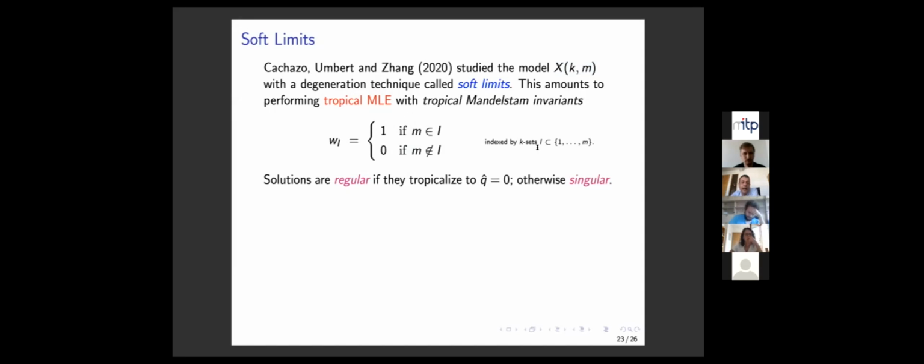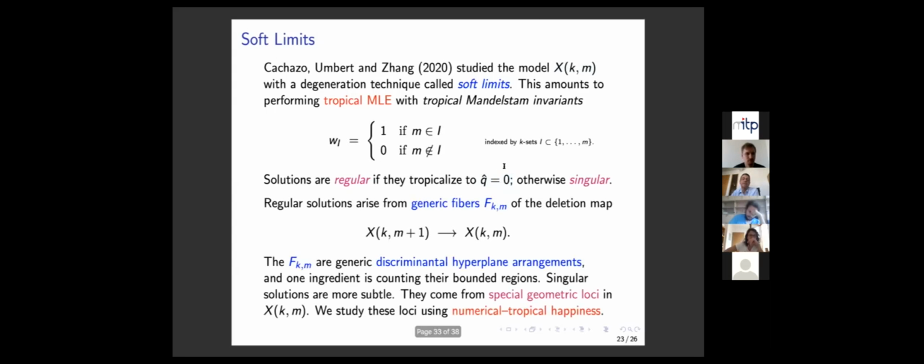And then for an I-K set, we're going to set W_I to be 1 if the last particle appears, 0 if it doesn't appear. And in their paper, solutions are called regular if they tropicalize to the all zero vector, and singular otherwise. Now, regular solutions arise from generic fibers of the deletion map. The deletion map that drops the last particle has the generic fibers of discriminantal hyperplane arrangements. So X_KM is the generic discriminantal hyperplane arrangement.